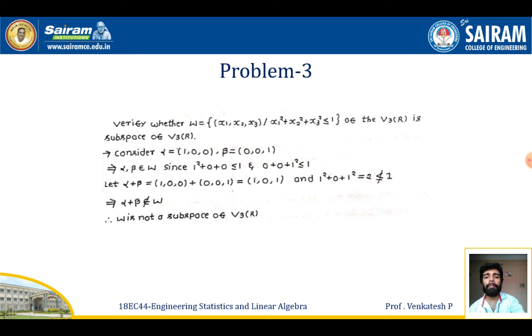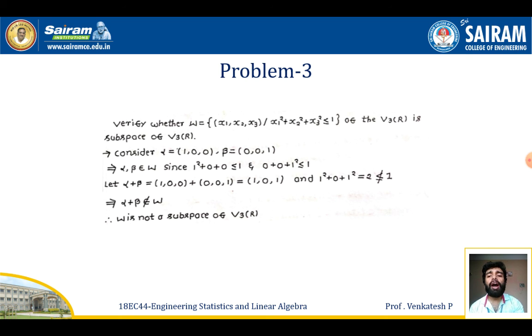Since alpha and beta belong to W, they must satisfy the condition that 1² + 0² + 0² is less than or equal to 1. It is obviously true for this vector, and the same thing holds here also. Squaring and adding gives 1 only. So these two vectors satisfy the condition according to the given problem.